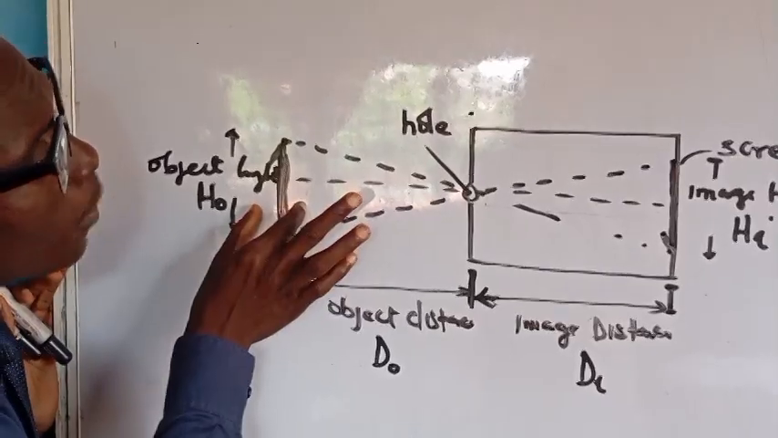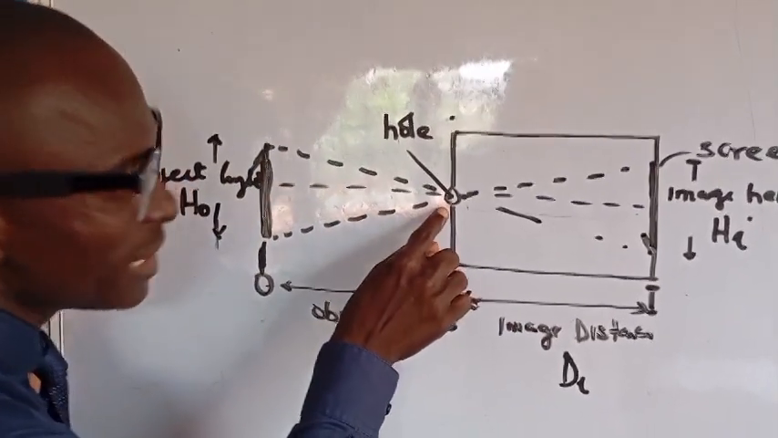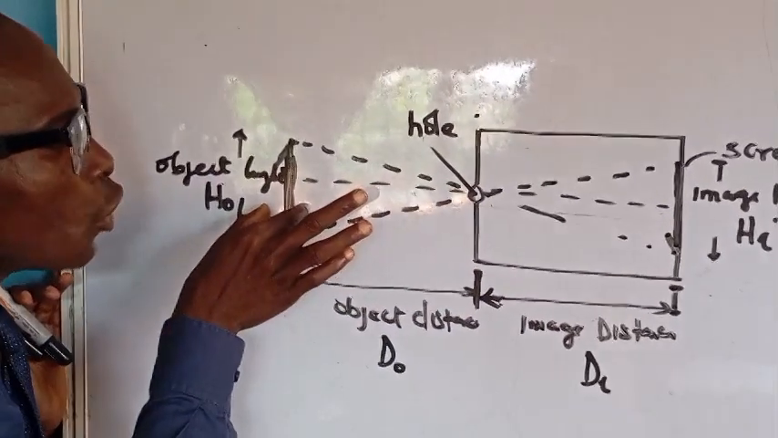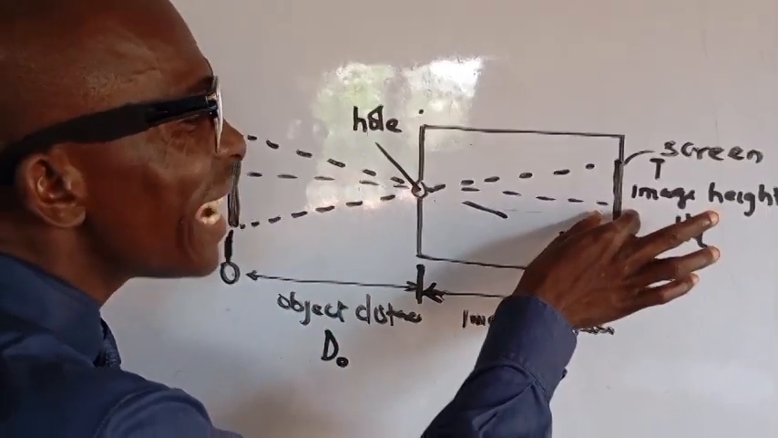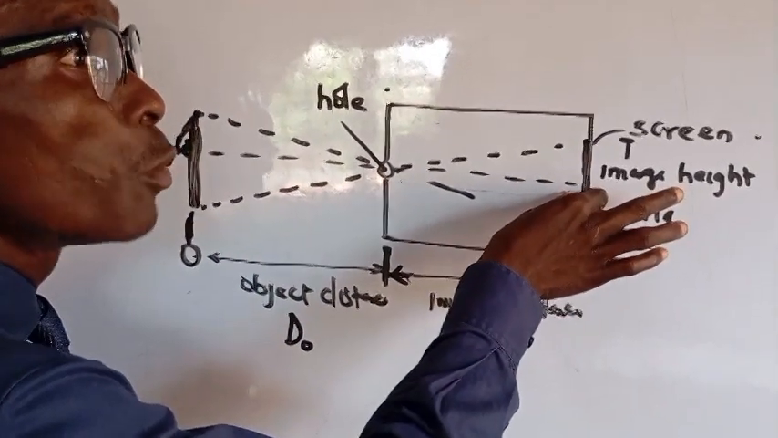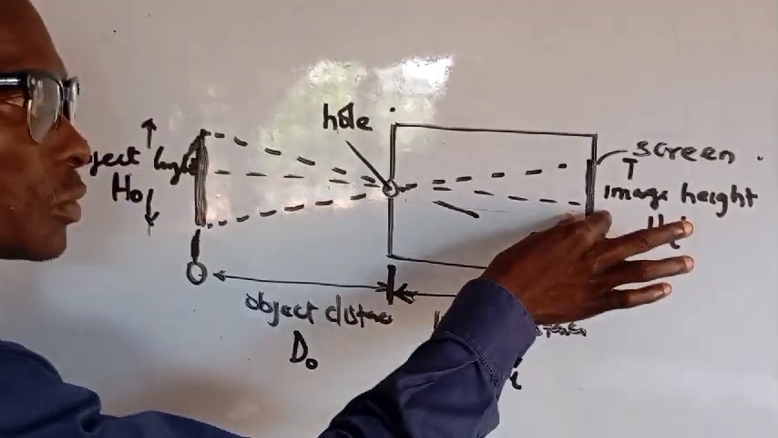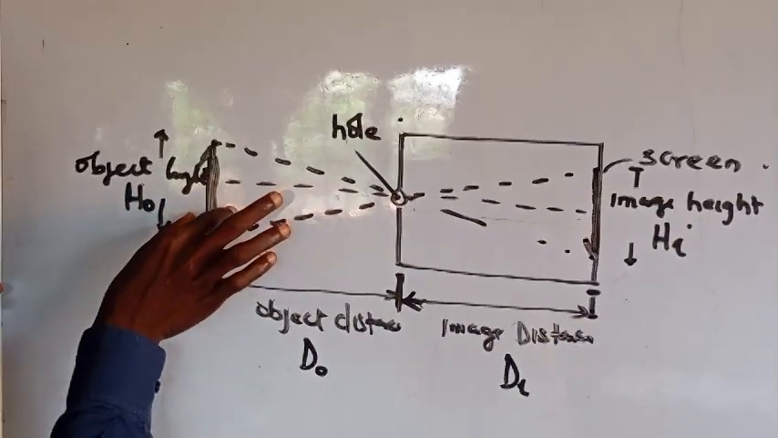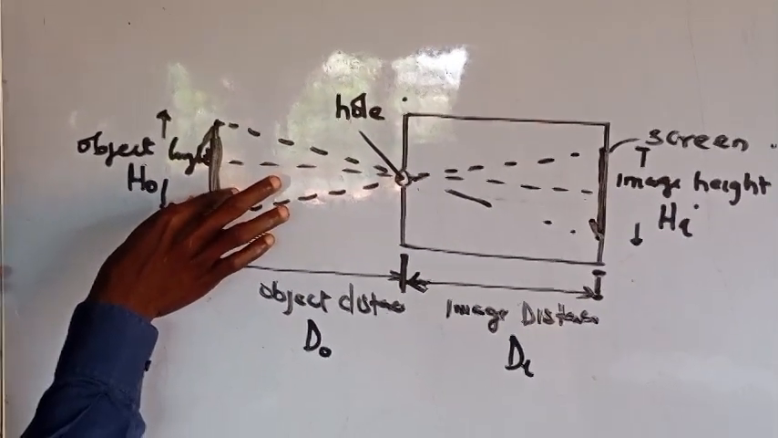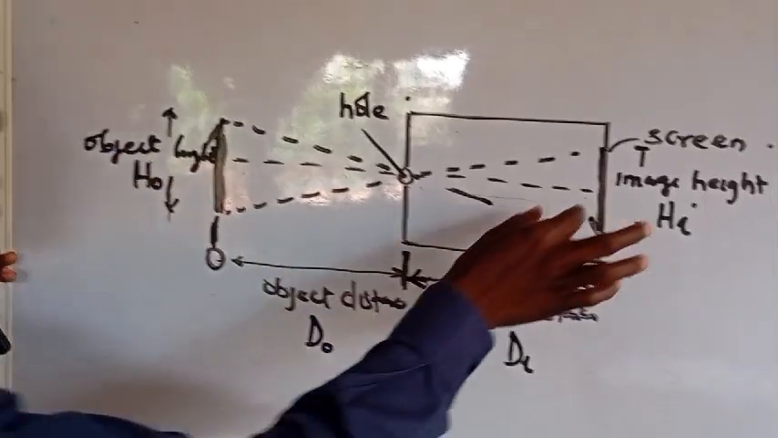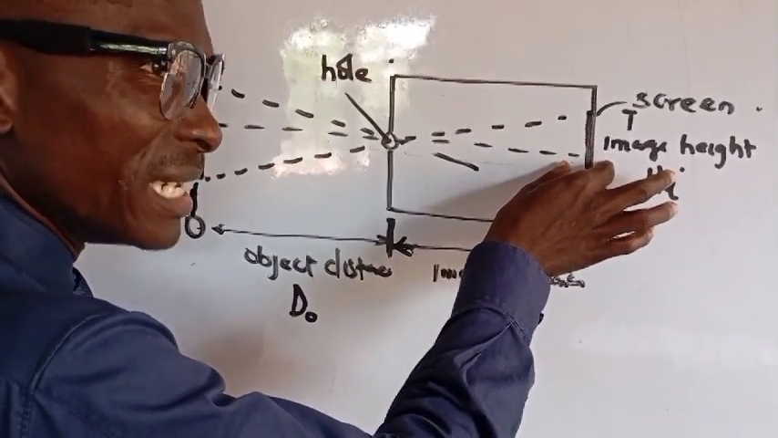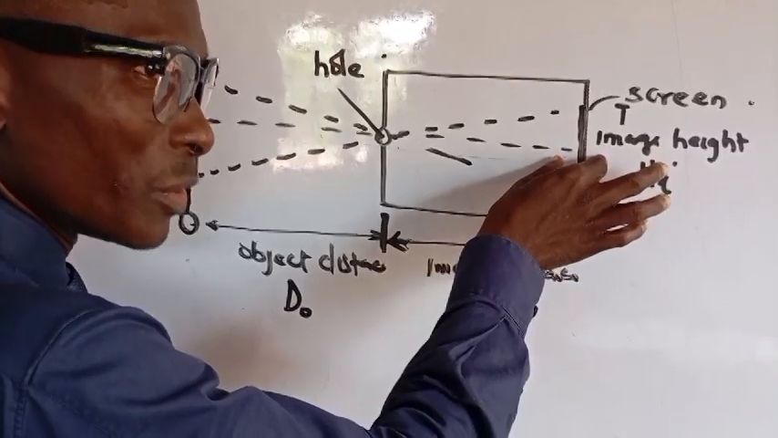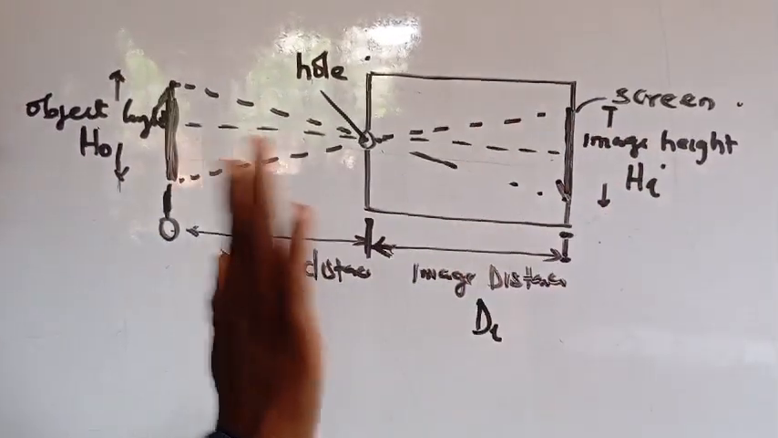When you brought this object closer to the pinhole, listen carefully. When you brought this object closer to the pinhole, the size of the image will what? Increase. Take note. But if this object is taken further away from it, then the height here becomes smaller. It becomes diminished. You get it now?